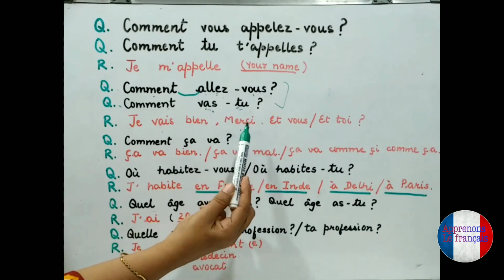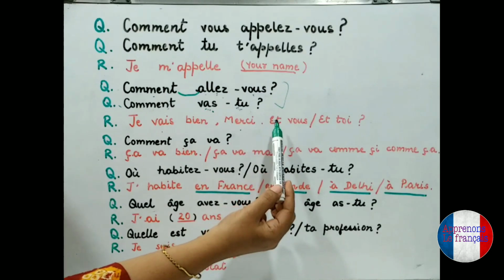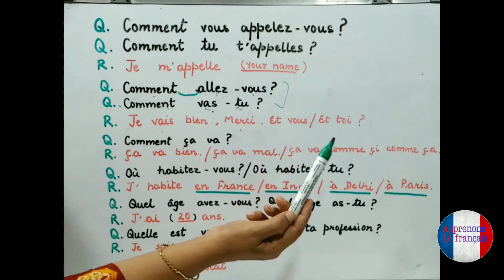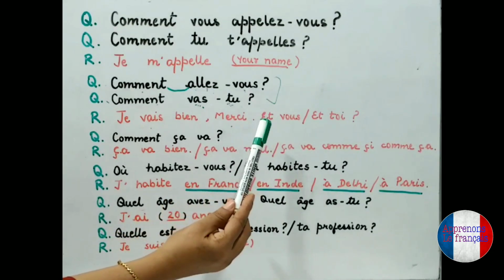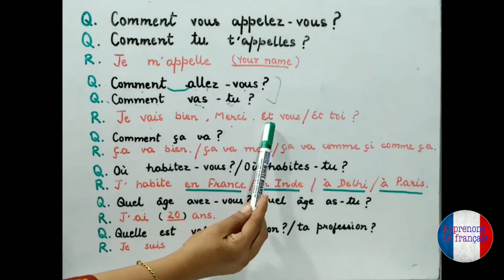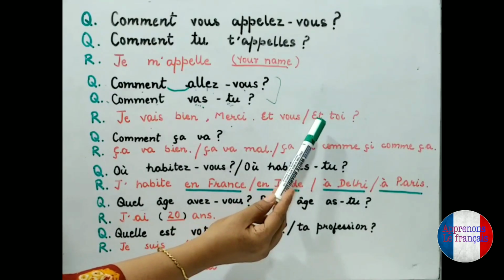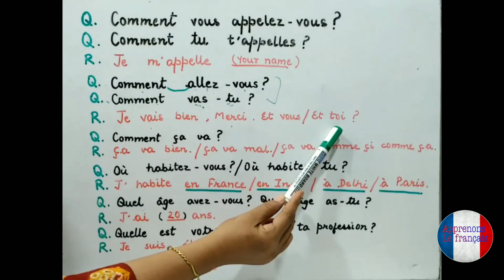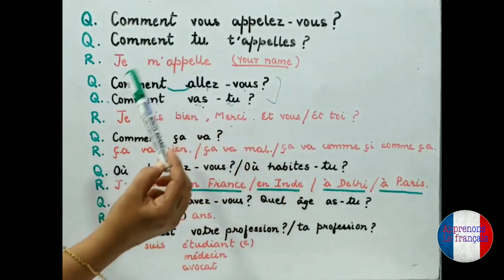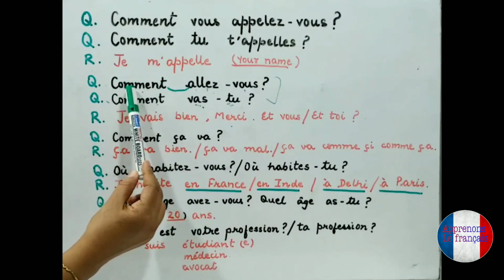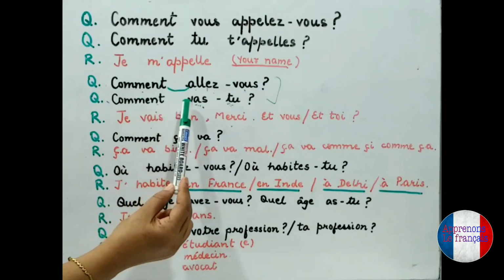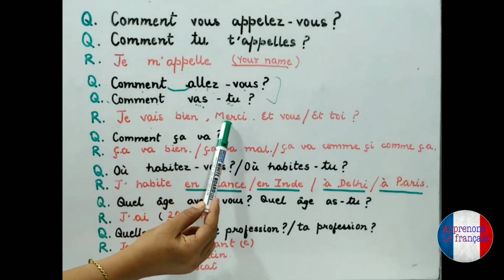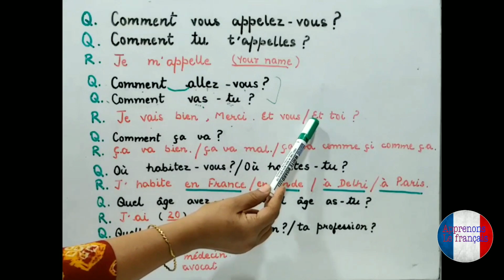Merci, merci is thank you. And then you can reciprocate. If somebody is asking your well-being, you must also ask them their well-being. So for asking their well-being you can use et vous, that means and you, or if you're using informal conversation then it can be et toi, that means and you, meaning is same, and you. I'll repeat this once again. The question is comment allez-vous, comment vas-tu, and the answer is je vais bien, merci, et vous, or et toi.